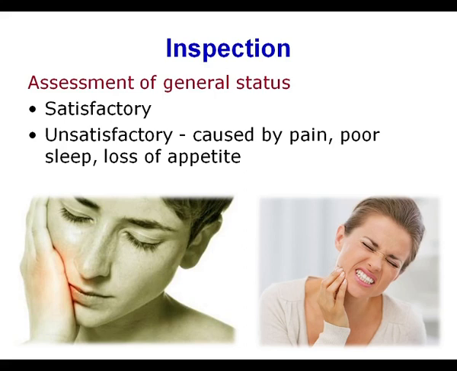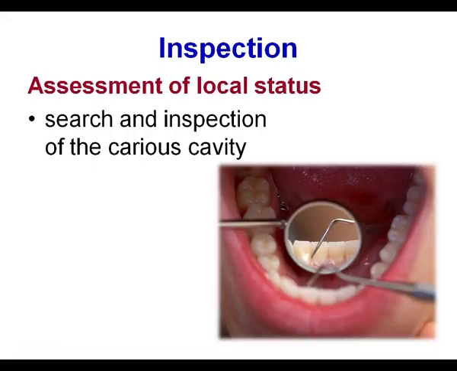Inspection. There is general inspection and local inspection. General is assessment of general status. It may be satisfactory or unsatisfactory, caused by pain, poor sleep, loss of appetite. As for local status, we search and inspect the caries cavity.